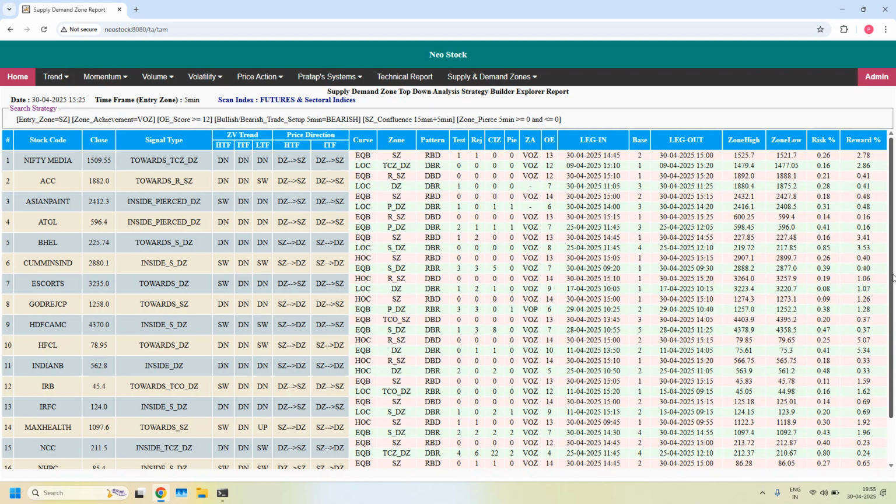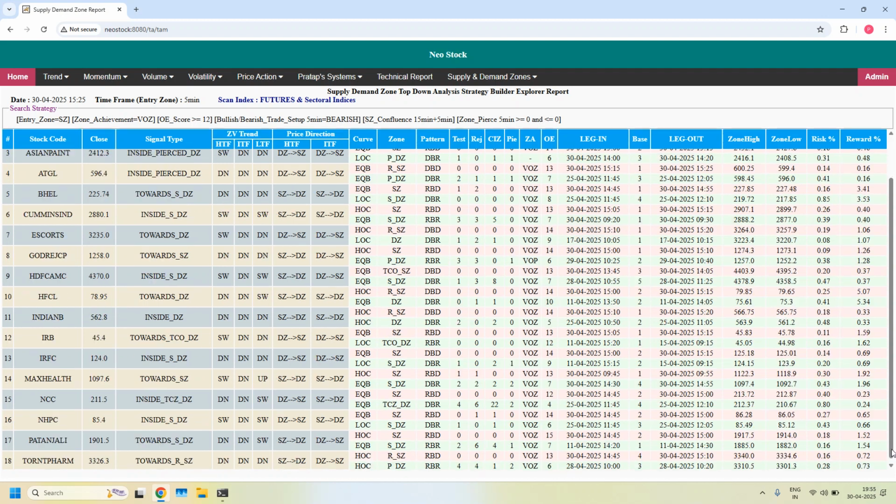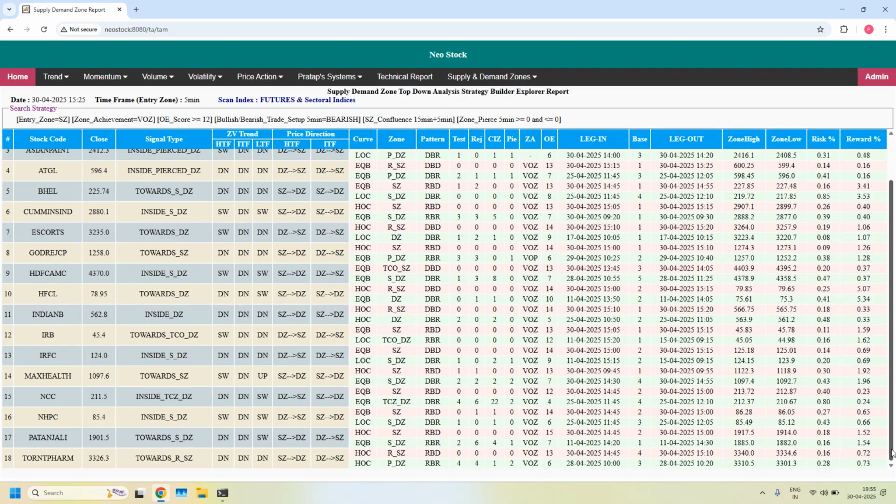So first 15 stocks in the list. In all these stocks, these 5-minute supply zones are overlapped with 15-minute supply zone. Scrolling the list down, total 18 stocks are filtered. All 5-minute supply zones overlapped with 15-minute supply zone. And 15-minute trend is down in all the stocks, ITF trend.